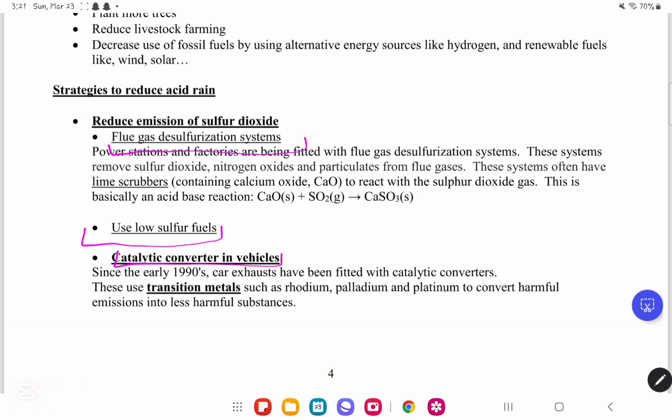vehicles. Since the early 1990s, car exhausts have been fitted with catalytic converters. Now you should know that catalytic converters have transition metals in them. This is one of the properties of transition metals. These use transition metals such as rhodium, palladium, platinum, etc. to convert harmful emissions into less harmful substances.